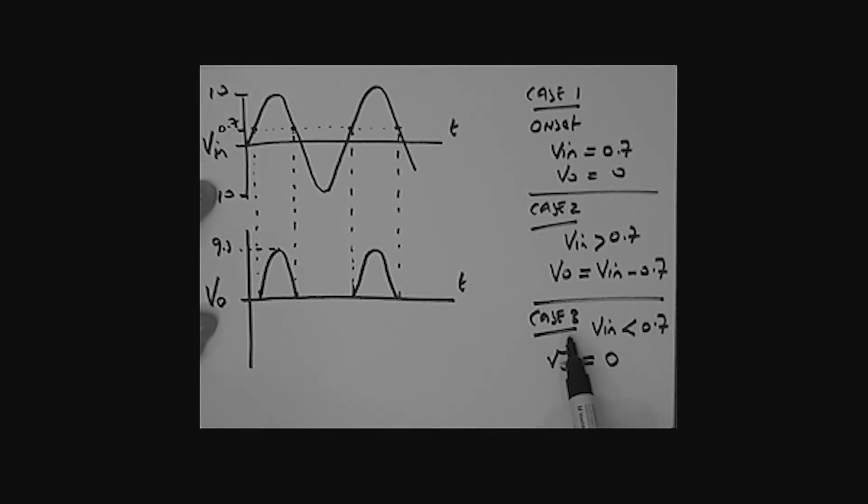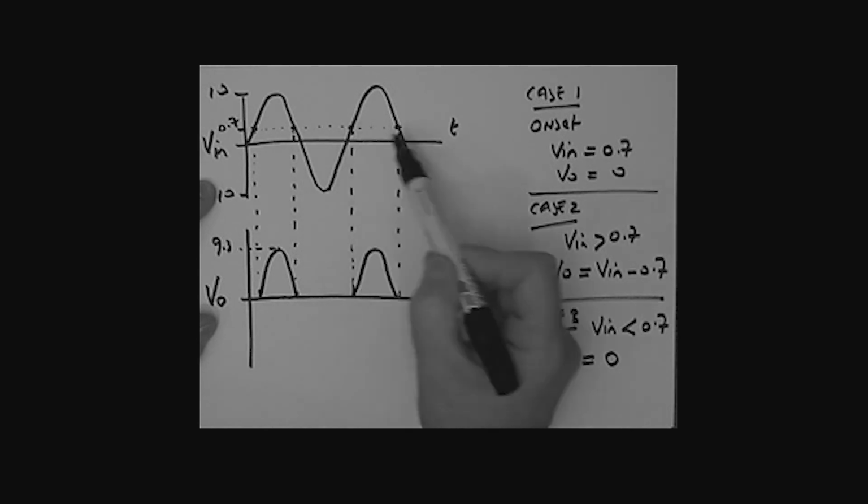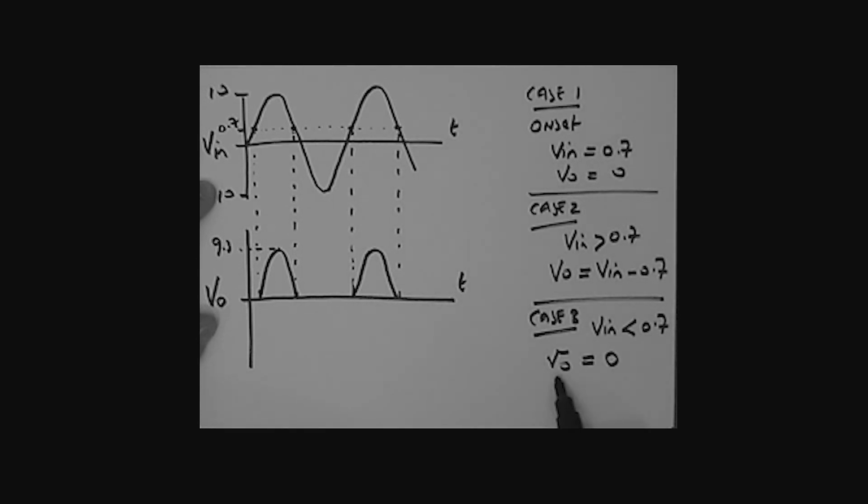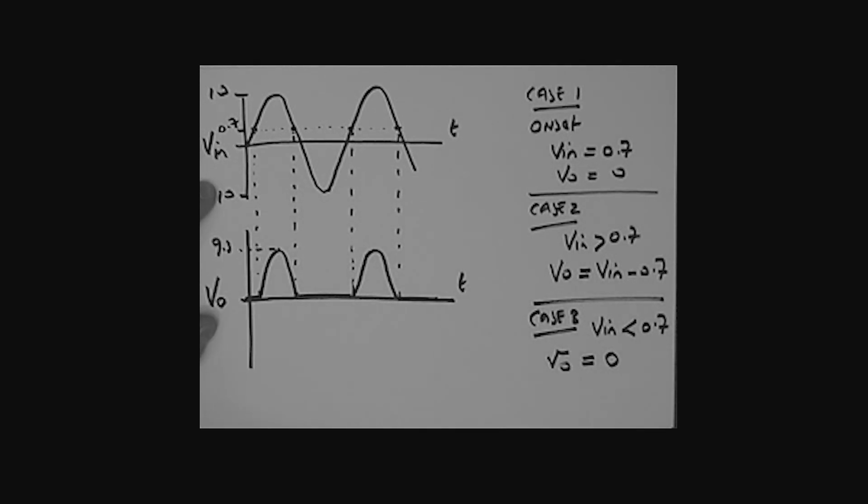Last case to plot on this graph. When V in is less than 0.7, that's this region right here, this region right here. What's the output? The output is 0, and so the output is 0 along here, and 0 along here, and 0 here. So what we have here is basically a half-wave rectifier. It's a clipper. We've clipped off the negative going part of the waveform. This is a particularly useful circuit in building a little DC power supply.